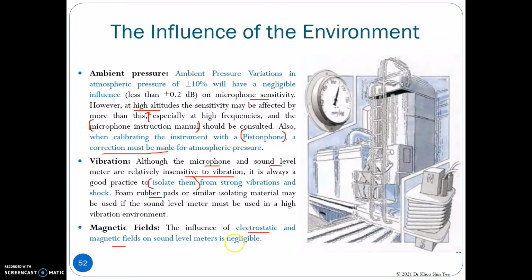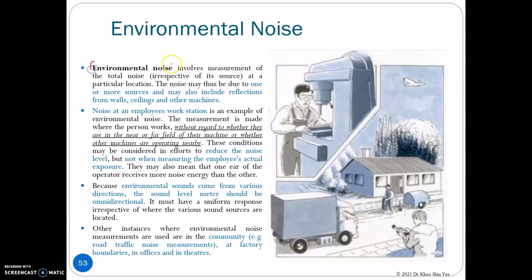Lastly, the influence of the electrostatic and the magnetic fields on the sound level meters is negligible. If we wish to take the measurement for the environment noise, then we need to take the measurement of the total noise at a particular location. That is irrespective of its noise source. Noise at an employee's workstation is an example of the environmental noise.